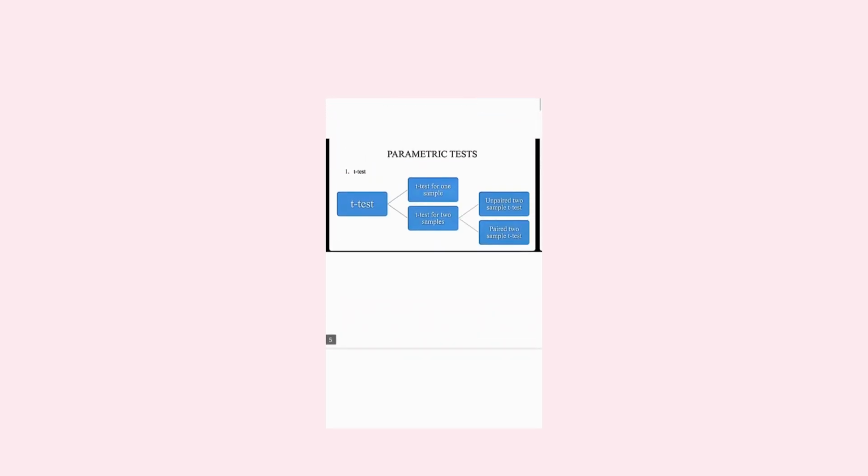Parametric tests include the T-test, ANOVA, and Pearson's correlation test. The T-test is of two types: T-test for one sample and T-test for two samples. The T-test for two samples is of two types: the unpaired two-sample T-test and the paired two-sample T-test. The ANOVA test is of two types: one-way ANOVA and two-way ANOVA.